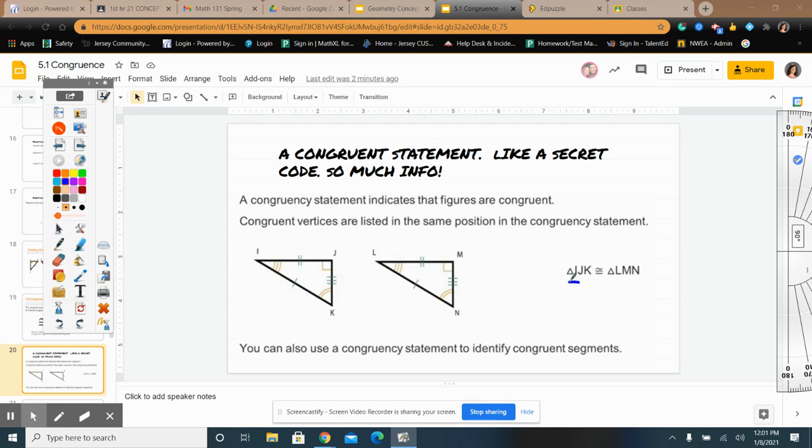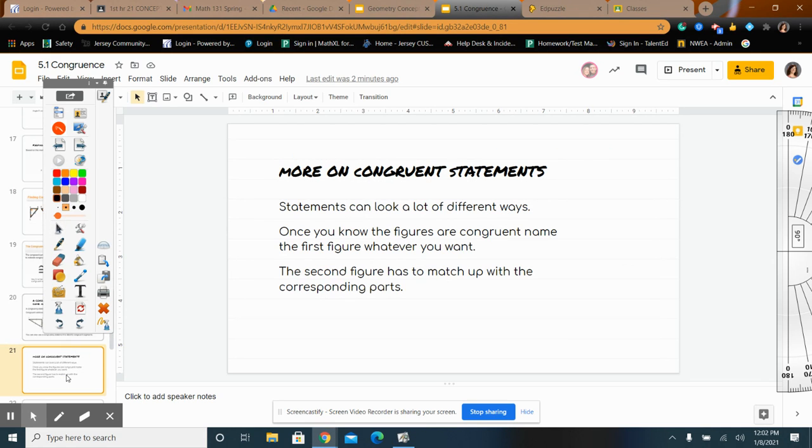Do you see how IJ are the first 2 letters? Well, IJ has 2 marks. The first 2 letters here, LM, has 2 marks. JK has 3 marks. MN will have 3 marks. And then the outside IK has 1, and LN will have 1 as well. So that statement is loaded. They can look a lot of ways. Once you know the figures are congruent, you just name the first one whatever you want. And the second one you have to match up with the corresponding parts.